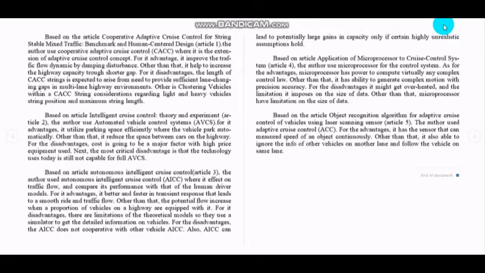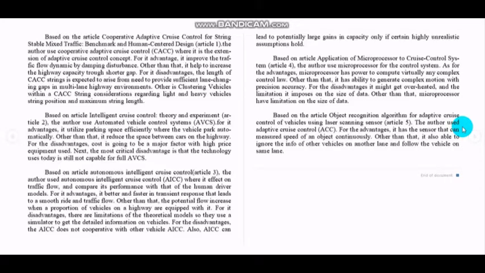And for the last article, article number 5, that I'm going to talk about is an object recognition algorithm for adaptive cruise control of vehicle using laser scanning sensor. The author used adaptive cruise control. So this sensor is also used in cooperative adaptive cruise control (CACC) in article 1.